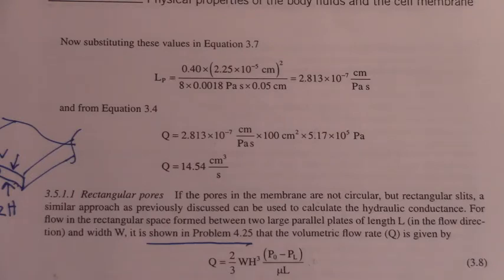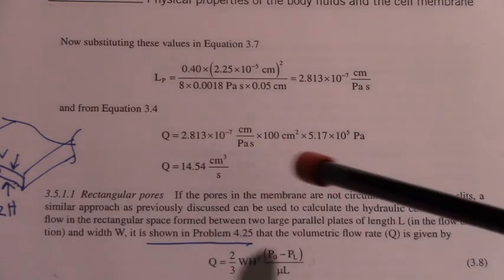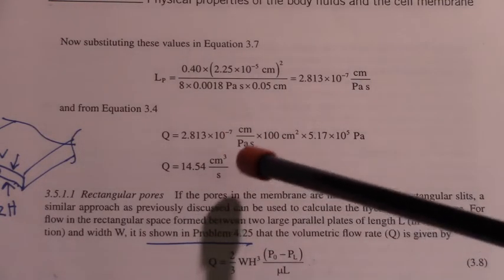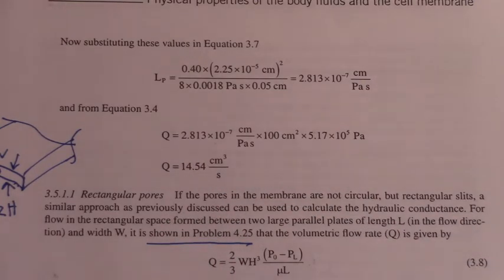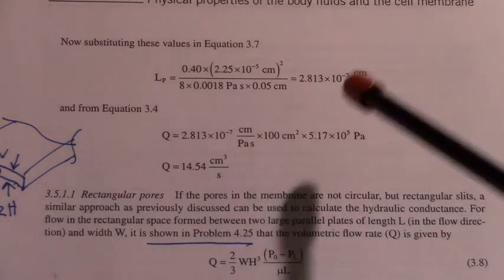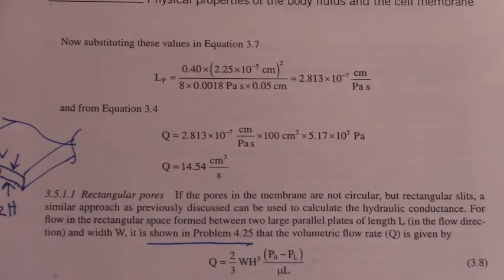A 10 by 10 centimeter membrane is roughly 4 inches by 4 inches. And when you get a number like this, think about what that number means. In a minute, 60 seconds, you're going to put out almost a liter of fluid. Would that make sense, to filter 1 liter of fluid across in 1 minute? It seems pretty reasonable. Many times people will make mistakes with units, and they might end up with 14.54 times 10 to the 6. So you immediately have to look at your answer.